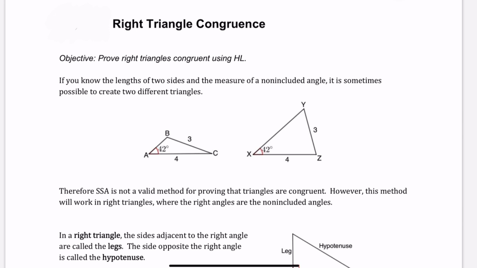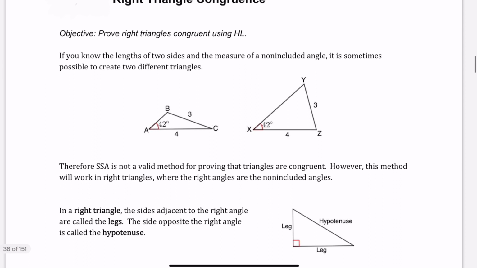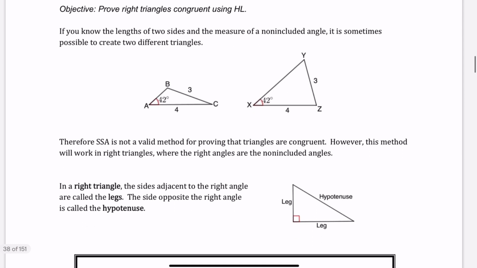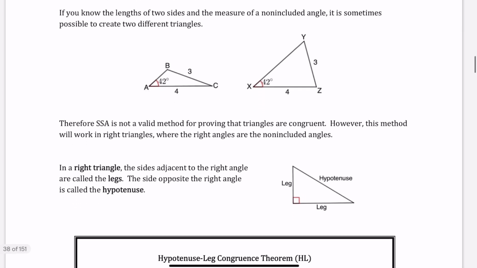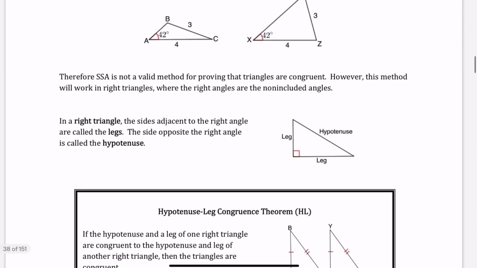So if you know the lengths of two sides and the measure of a non-included angle, it is sometimes possible to create two different triangles. So this would be an example of SSA. SSA is not a valid method for proving the triangles are congruent. However, this method will work in right triangles, where the right angles are the non-included angle.